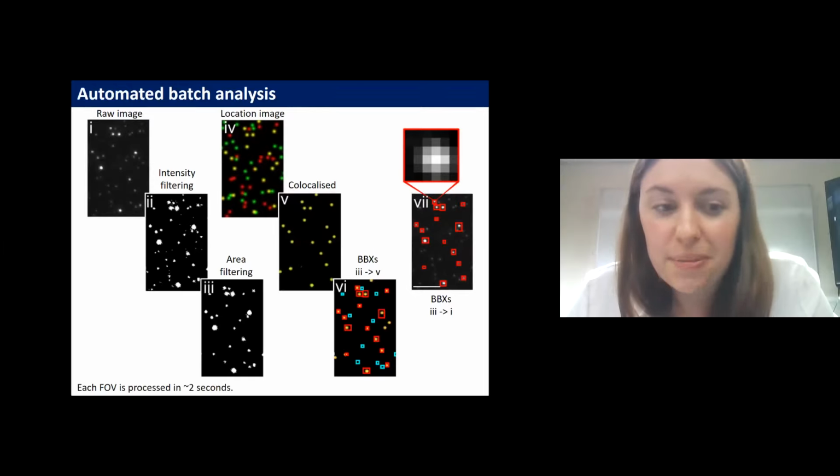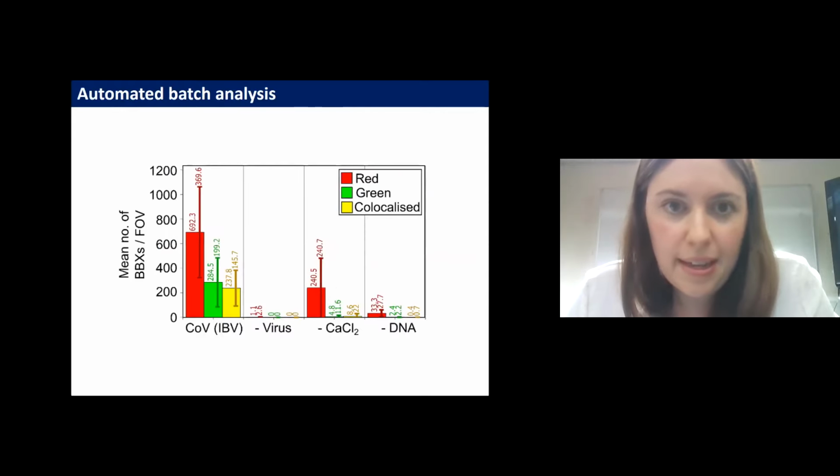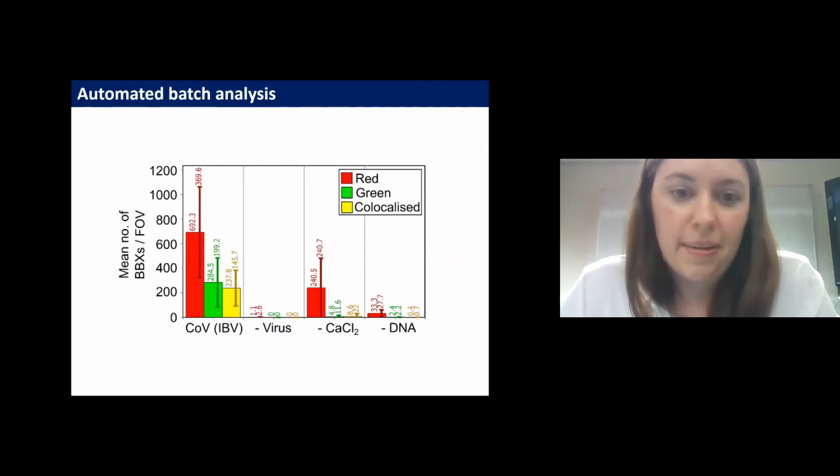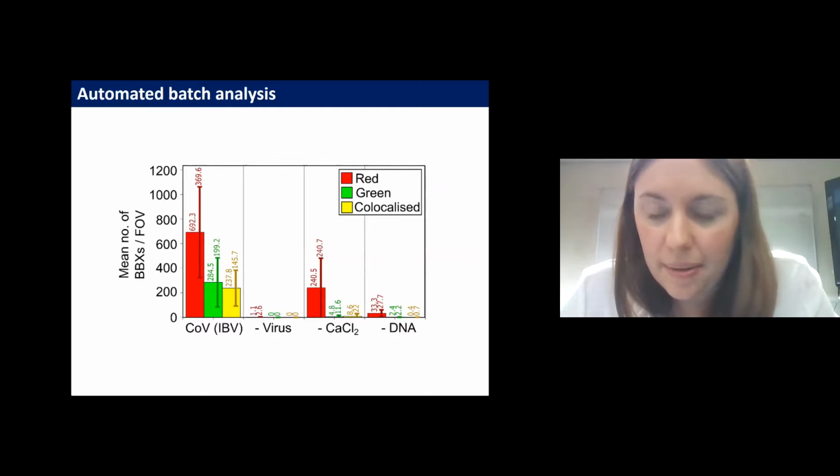Oh, also just to mention that this is extremely fast, so each field of view that we take is processed in around 2 seconds. And this is just a quick plot showing that when we compare the labeled IBV virus with our controls, where we leave out virus or calcium chloride or DNA, we get a much higher number of co-localized signal when virus is present.